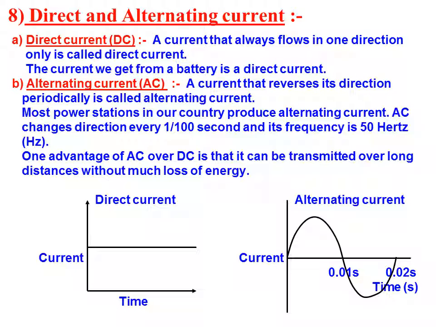Direct current means which flows in one direction. So the current we get from the battery is called direct current. Alternating current changes its direction from time to time. Its frequency is 50 Hertz in India. Here is the picture or the graph that shows direct current and alternating current.